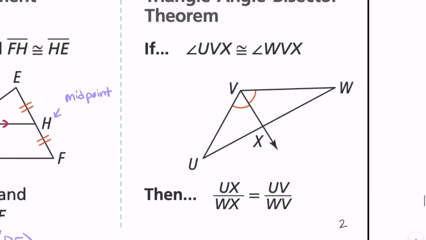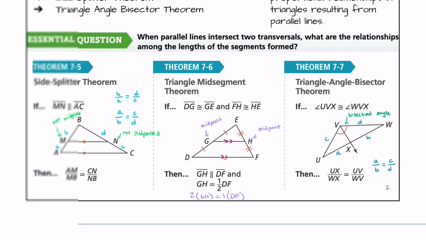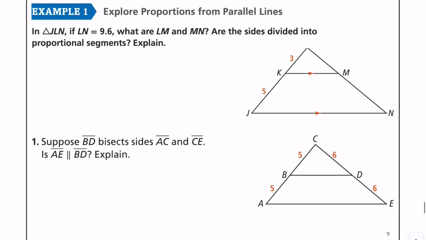The last thing we'll look at is the triangle angle bisector theorem. And so here we have UX. I'll call this A, I'll call this B, I'll call this C, and I'll call this D. So the ratio A over B is equivalent to the ratio of C over D. If this angle is bisected, and here's the bisected angle, we see that the tick marks are congruent tick marks. If we see that, then we know we can use the triangle angle bisector theorem to set up our proportionalities. So now we're just going to do a few examples with that.